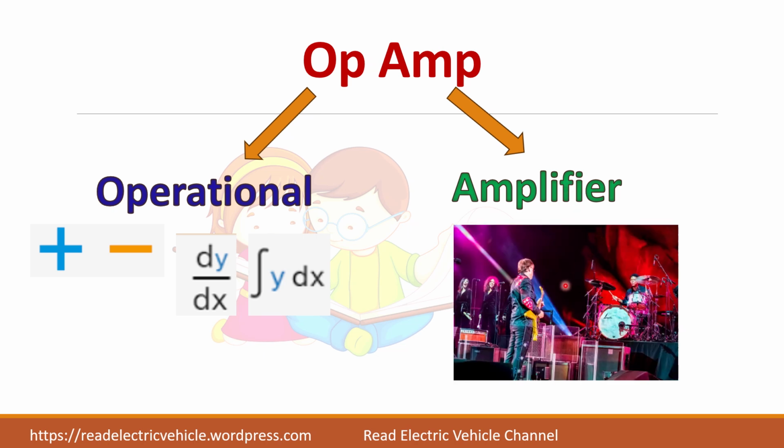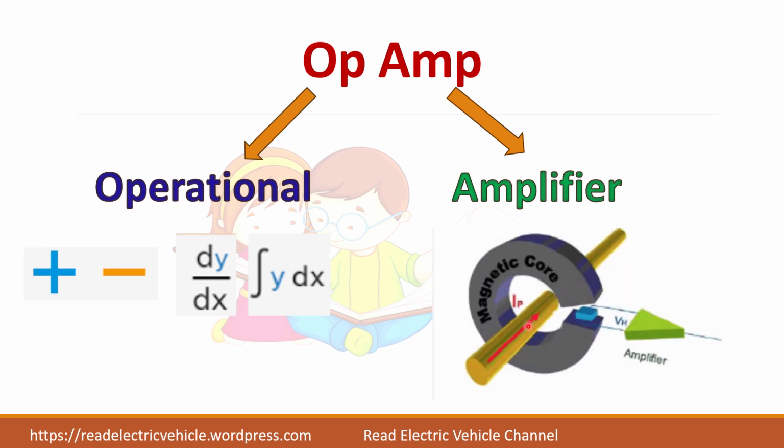Suppose you sing in a music concert, you need to amplify your signal without any distortion. Just your signal is very weak and it has to reach a larger number of audience. We just amplify the signal.